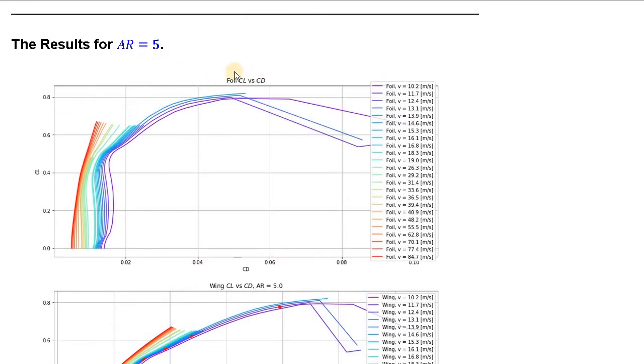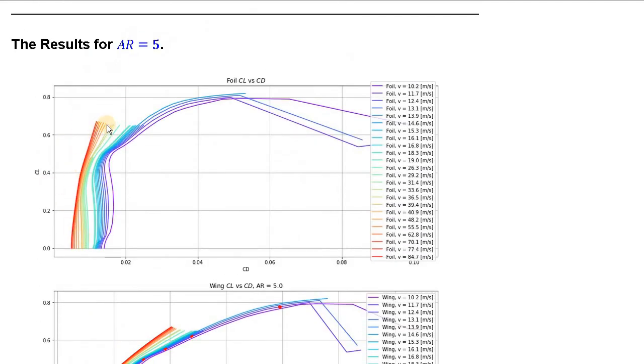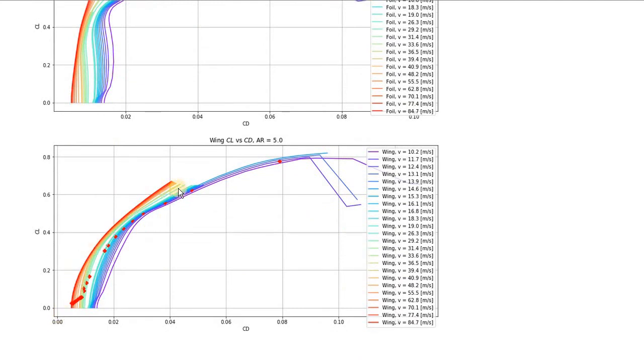Those curves you have seen already. The aspect ratio is 5. So we have the 2D foil, and we have tilted results for the wing, meaning that we have more drag for the same lift.